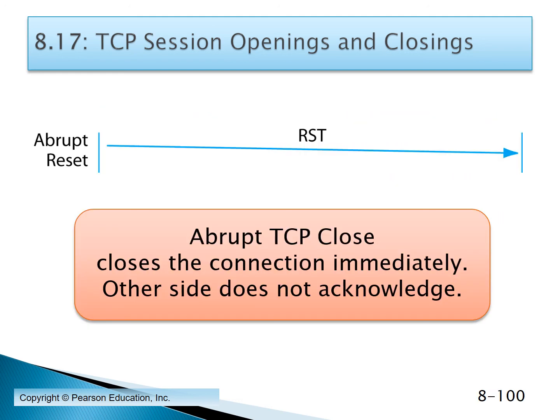Something we did not mention in the earlier chapter is that sometimes you also do an abrupt TCP close that closes the connection immediately. RST is like a reset, and the other side does not acknowledge. That's something we did not discuss in the earlier chapter, but you can consider it. So basically, this is a quick comparison between TCP and UDP.